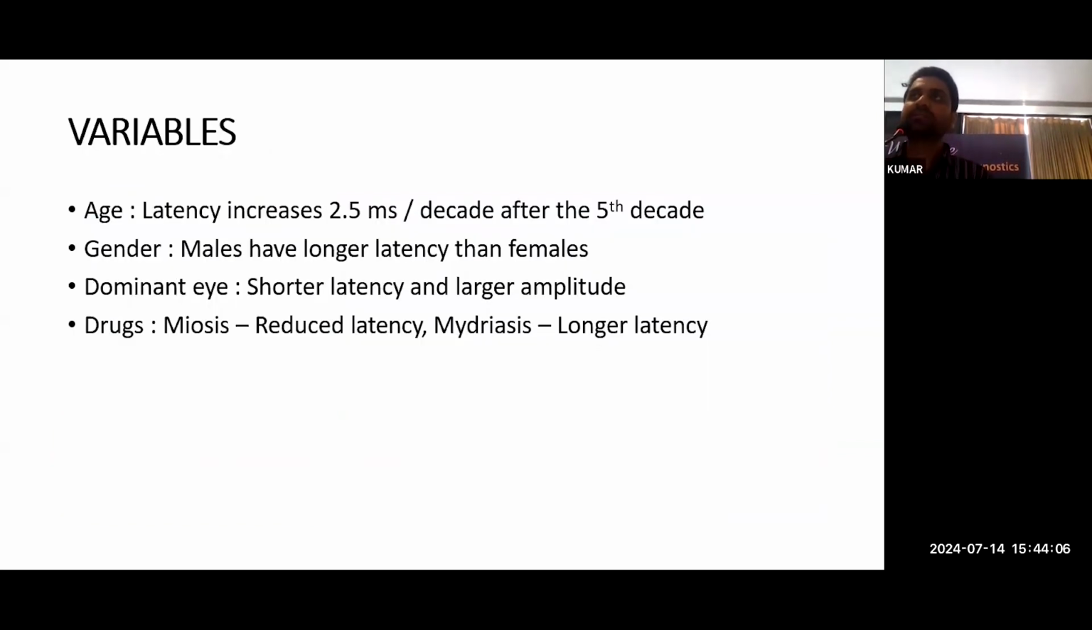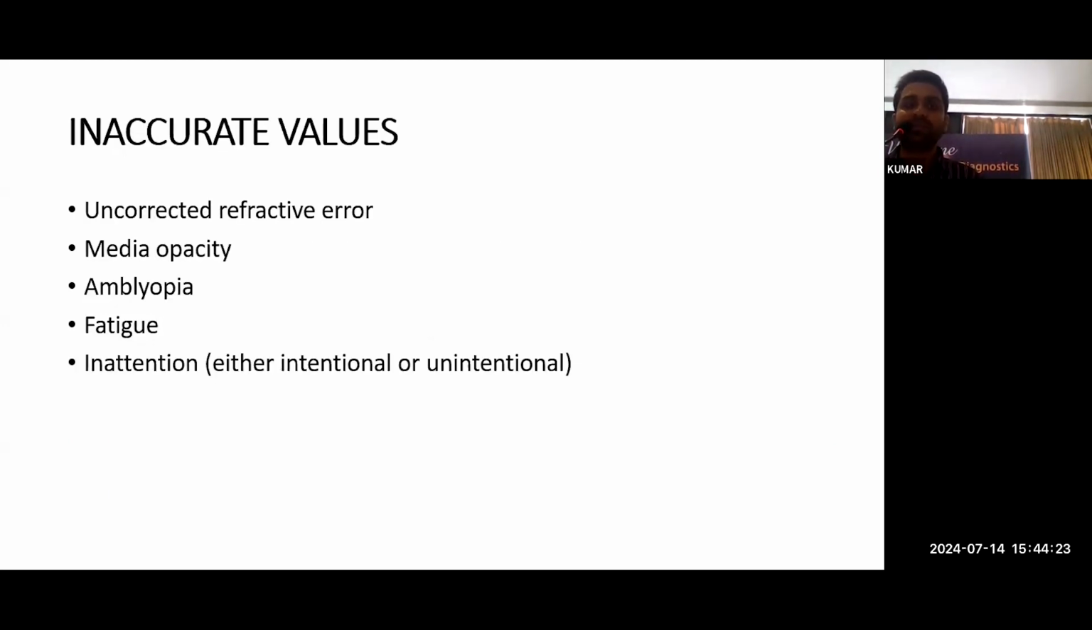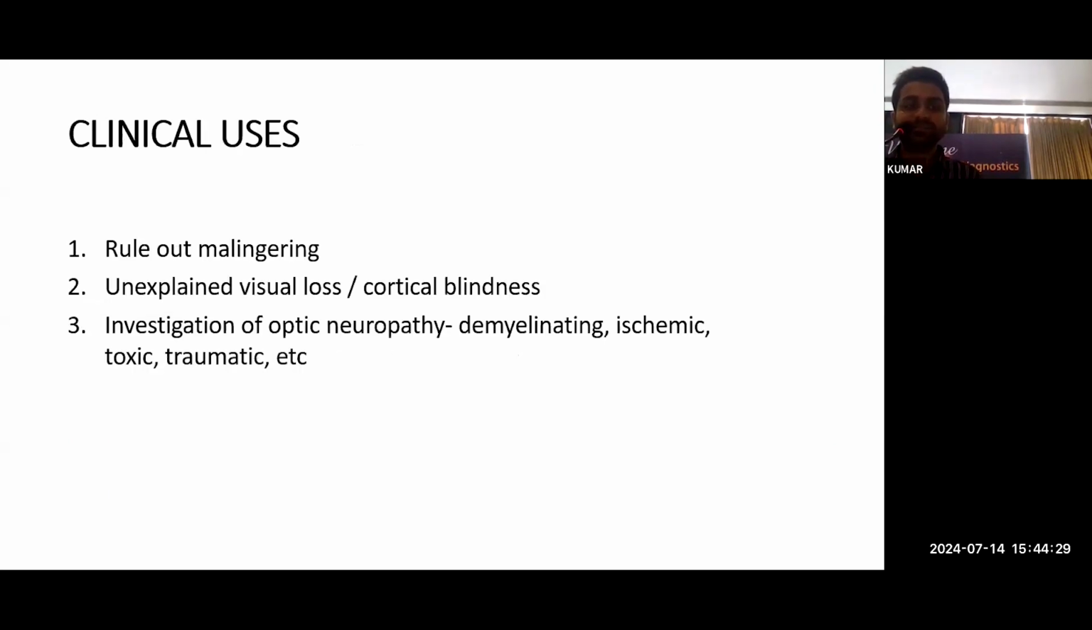So various factors can affect a VEP waveform. First, the age. The latency increases by 2.5 milliseconds per decade after the fifth decade. Males have longer latency when compared to females. And in the dominant eye, there's a shorter latency and a larger amplitude. Various drugs can also affect the VEPs, along with uncorrected refractive errors, media opacities, amblyopia, fatigue, and inattention.